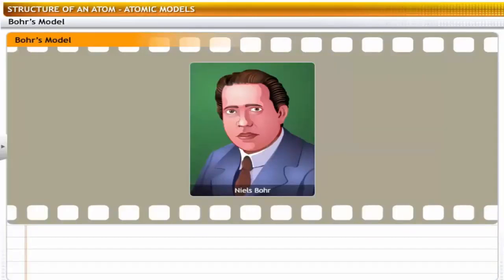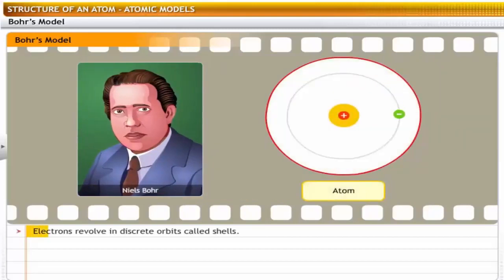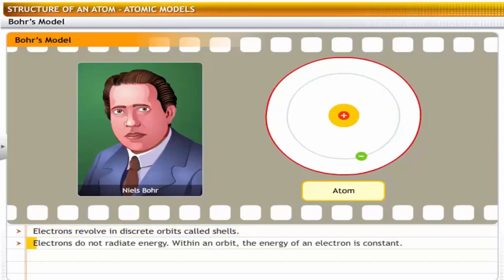Keeping the shortcomings of the Rutherford model in mind, Niels Bohr formed his postulates about the structure of an atom. Electrons have discrete orbits called shells inside an atom. Electrons revolve in their orbits without radiating energy. Within a particular orbit, the energy of an electron is constant.